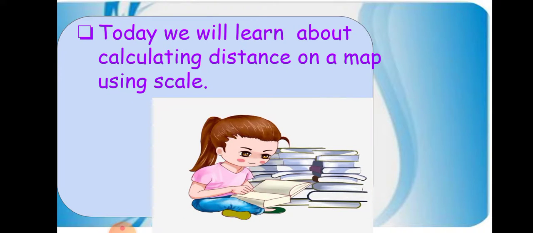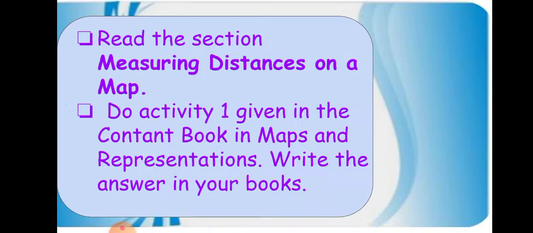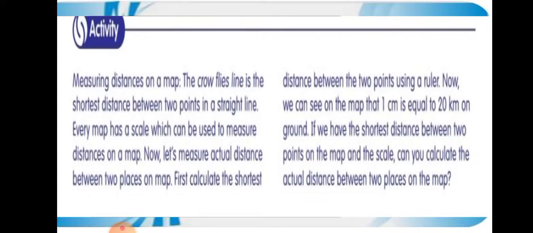So today we will learn about calculating distance on a map using scale. What you have to do for this? Read the section measuring distances on a map. So open page 28 of your content book and start reading. And after reading the section, on page 29 one activity is there. So do activity 1 given in the content book in maps and representations and write the answer in your books. And the activity is measuring distances on a map.